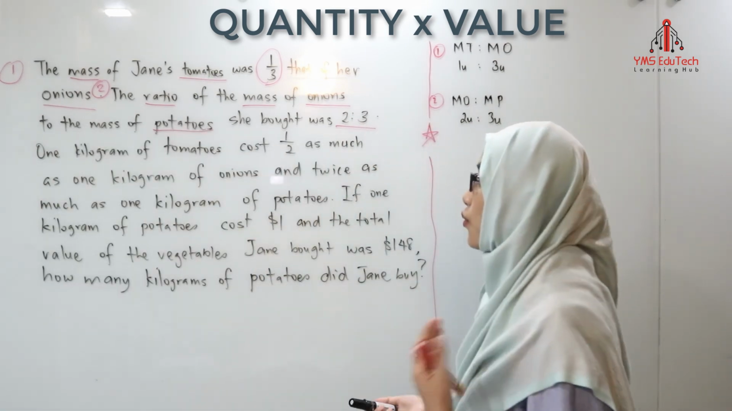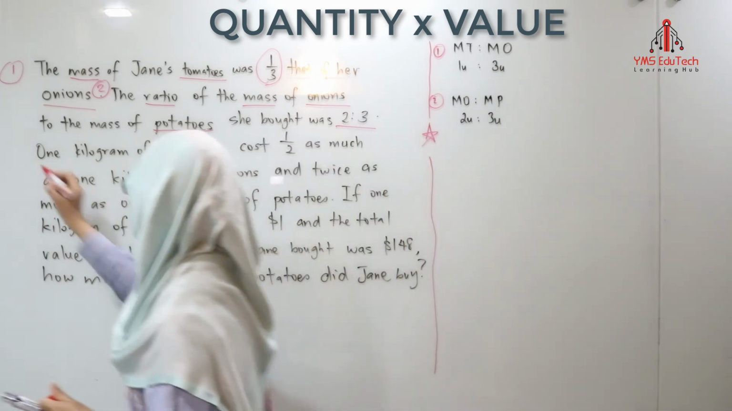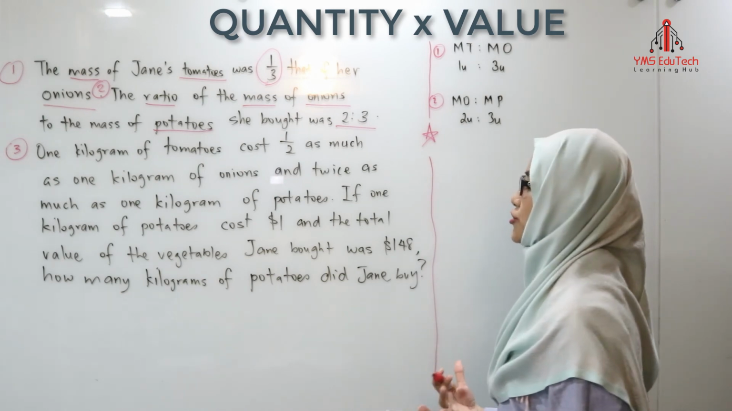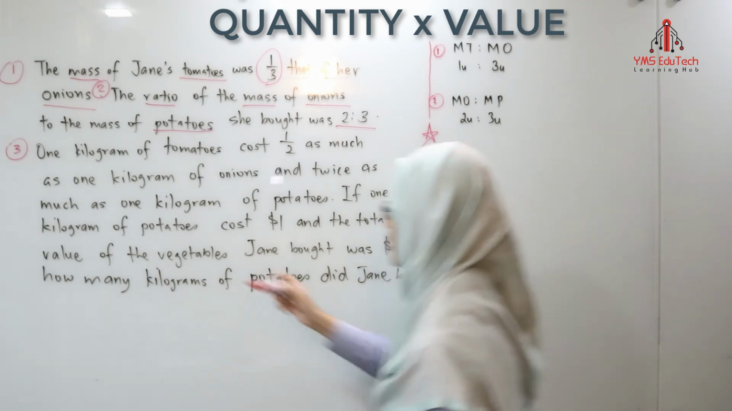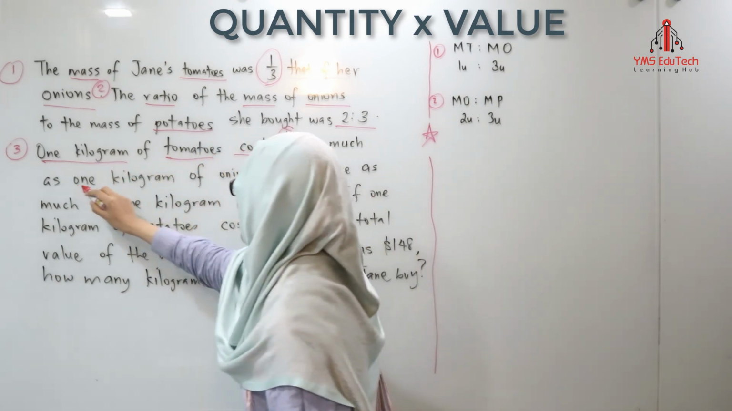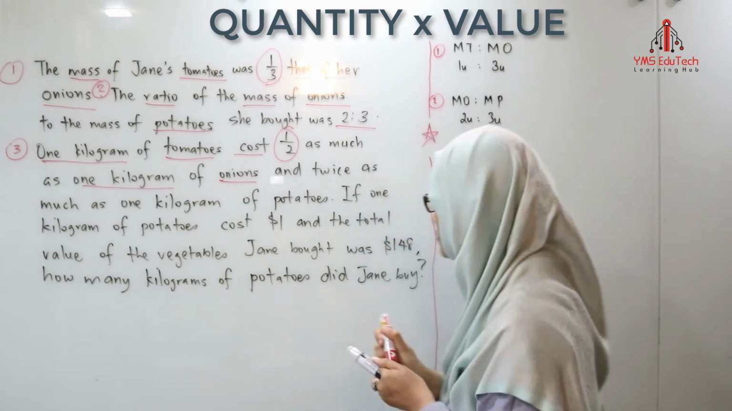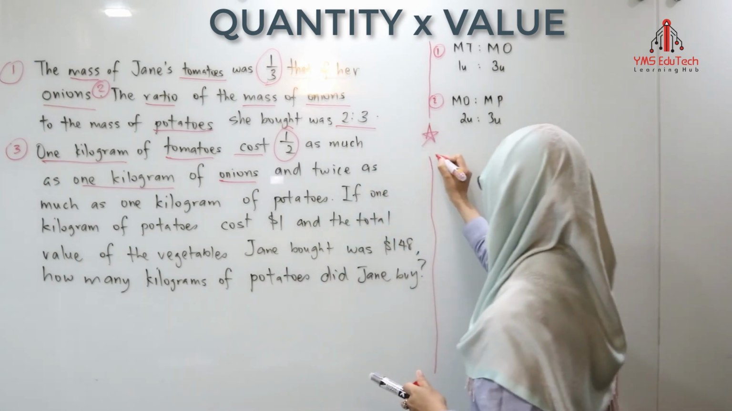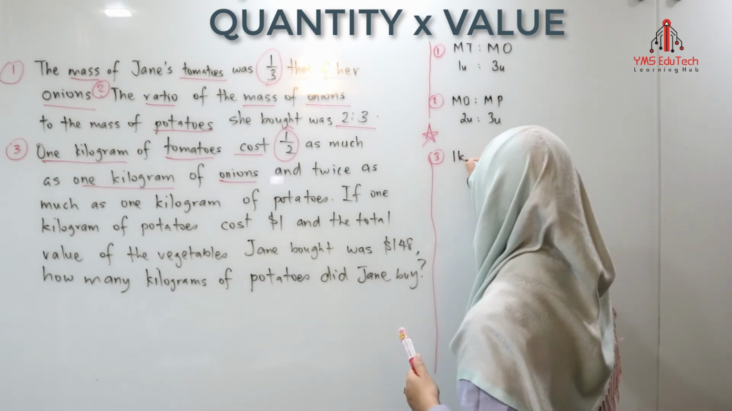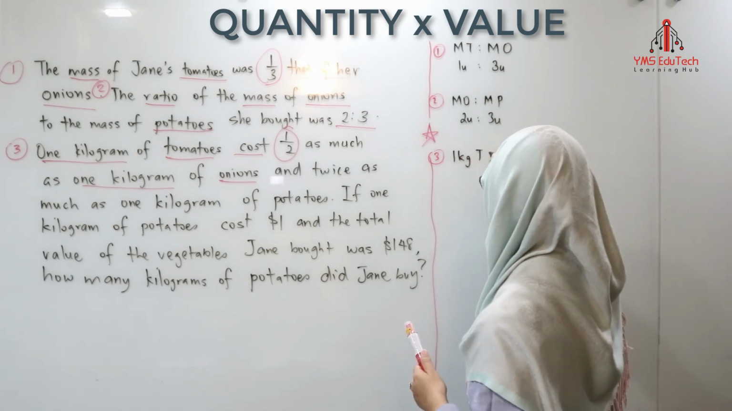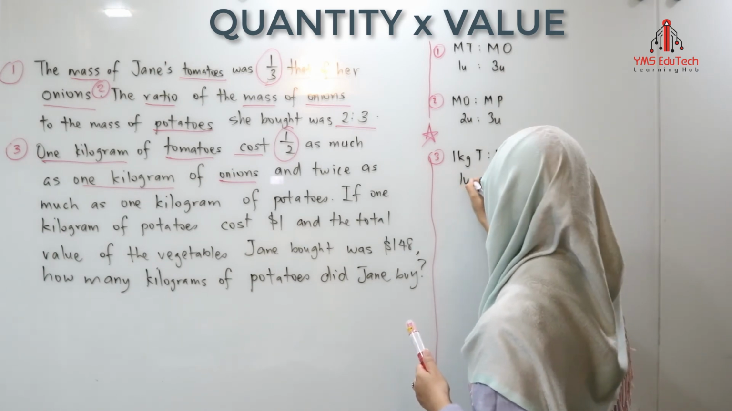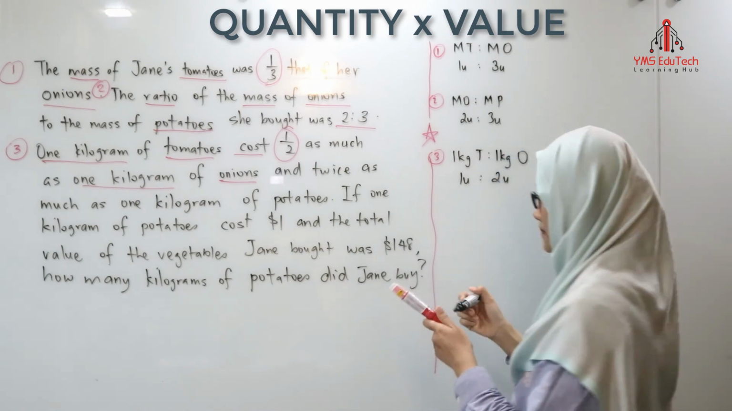Next, 1 kilogram. Information number 3: 1 kilogram of tomatoes costs half as much as 1 kilogram of onions. So 1 kilogram tomatoes costs half of 1 kilogram onions. Information number 3: 1 kg tomatoes is to 1 kg onions is 1 unit is to 2 units.